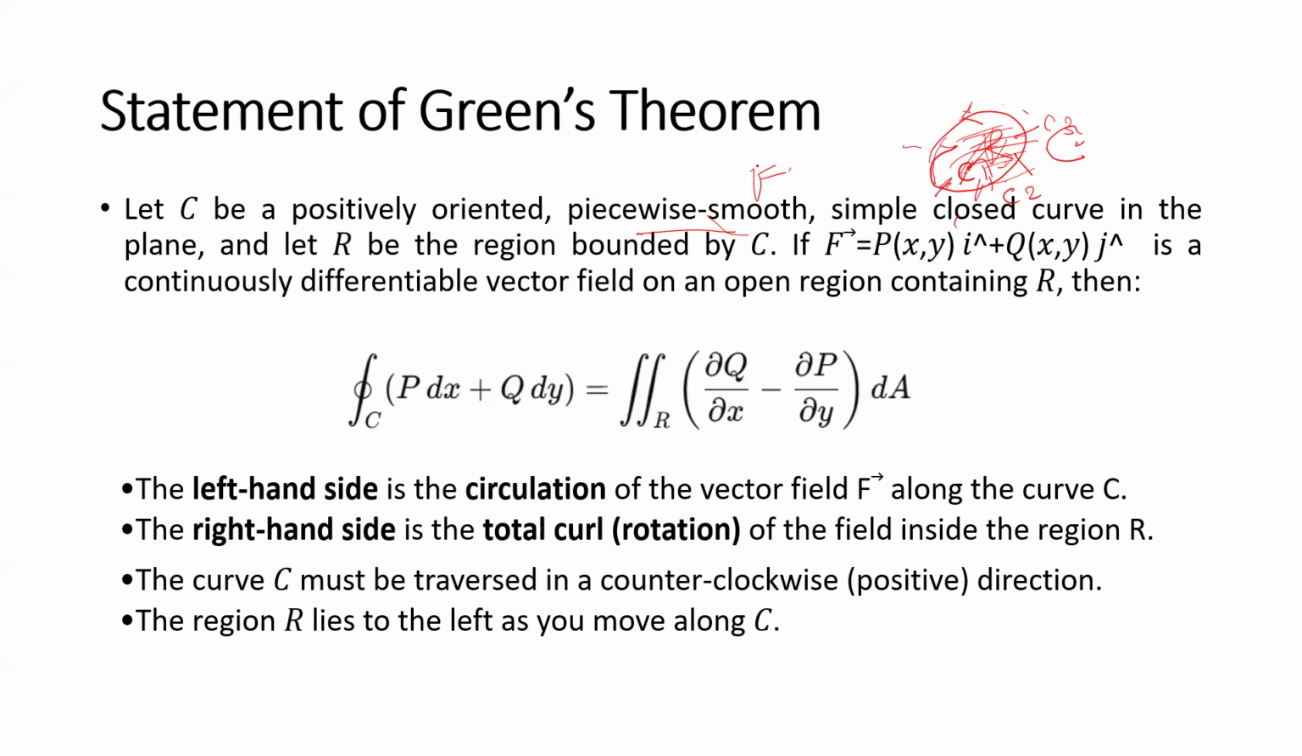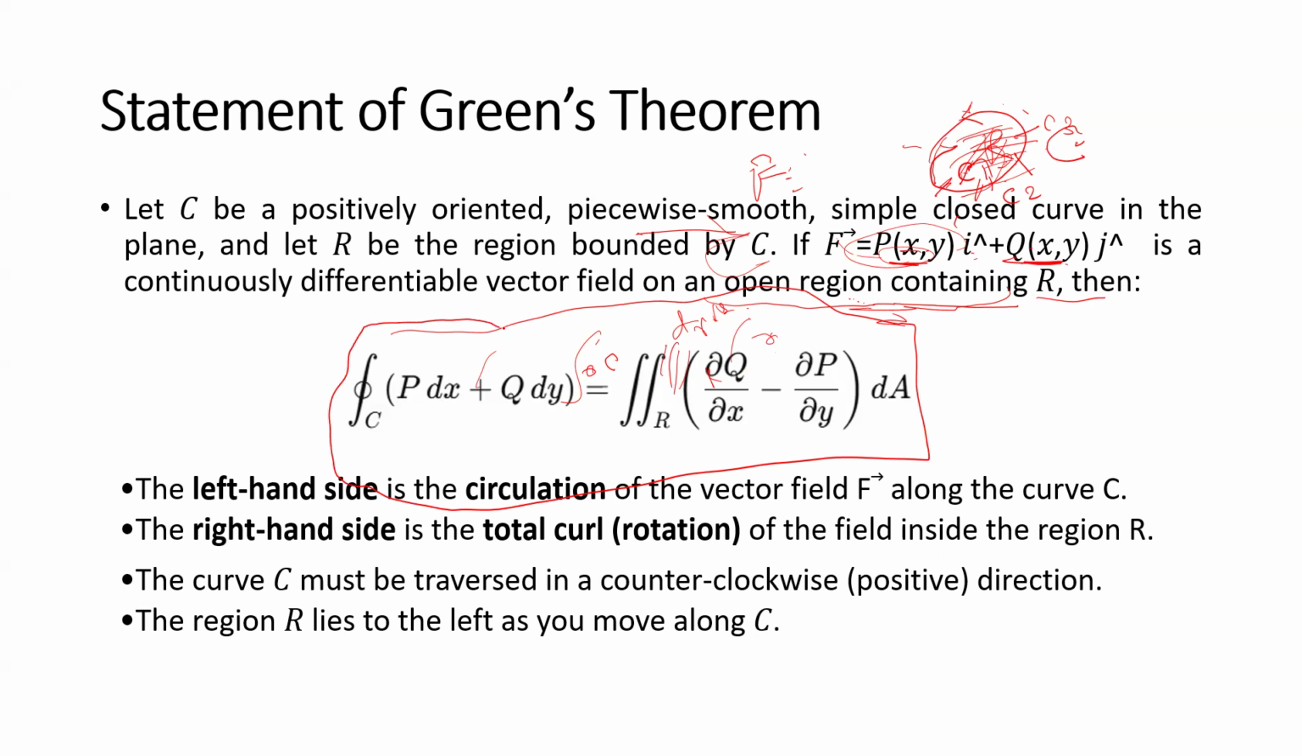Piecewise smooth means that if this whole closed curve is C, we can divide it into small portions, let's say C1, C2, C3 and many more, and each of these should be smooth. Let the region bounded by C be R. If F is a vector, we can write it as the function P(x,y) i cap plus Q(x,y) j cap, where both P and Q are functions of x and y, and F is continuously differentiable in an open region containing R.